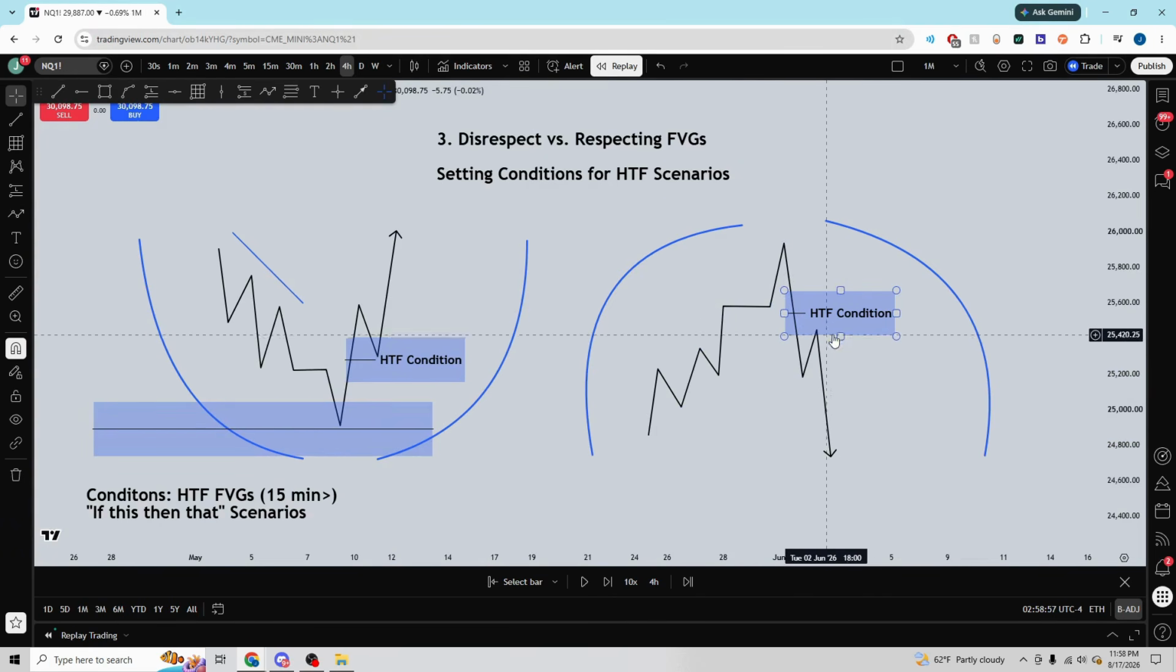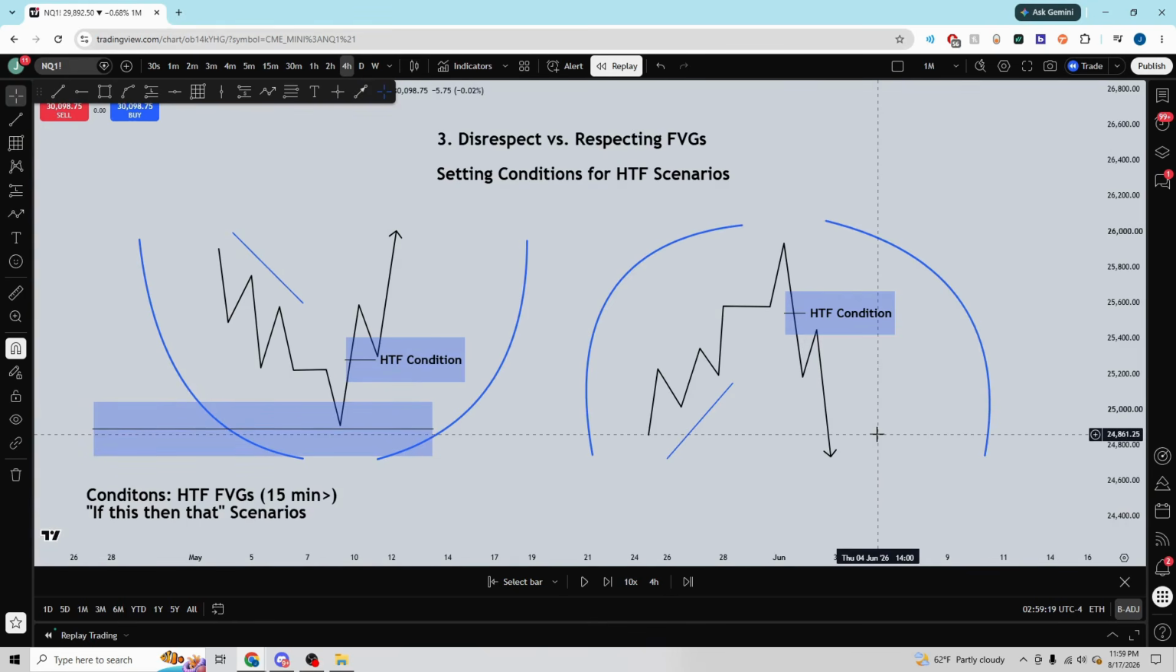Moving on to the second example, you can see that we are in a market maker sell model and we displace and create a high time frame condition. Assuming that this is a high time frame fair value gap, we can then set an if this then that statement. If we react inside of this 15-minute fair value gap, we can then expect this low resistance liquidity to the sell side to be targeted, catching a trade where we take out that sell side liquidity.